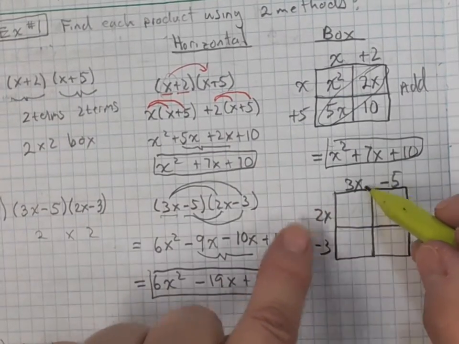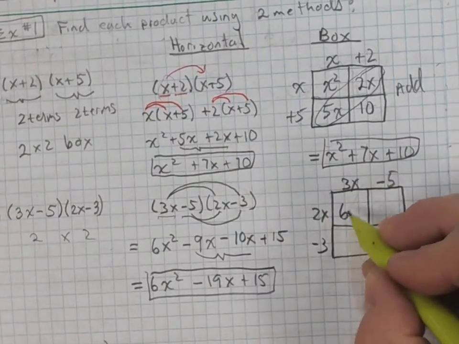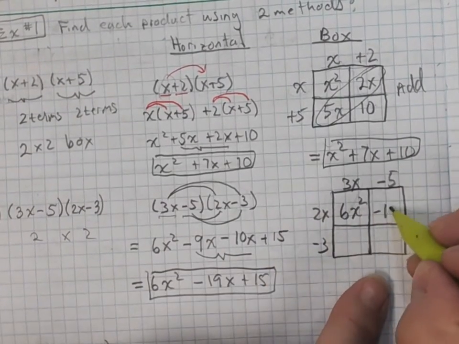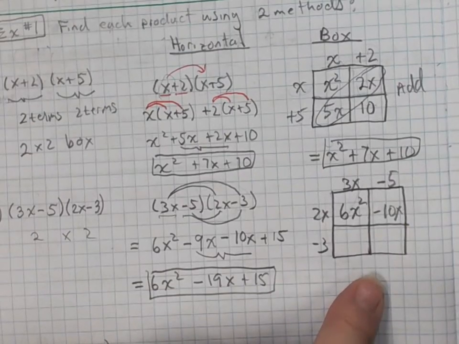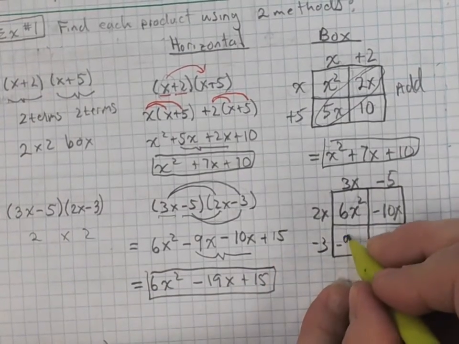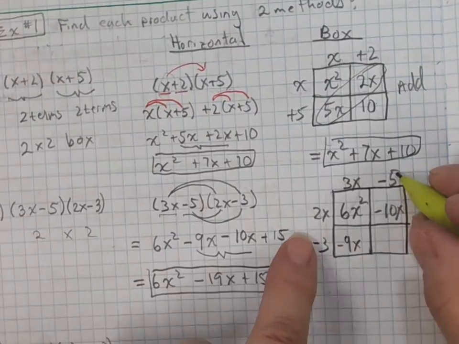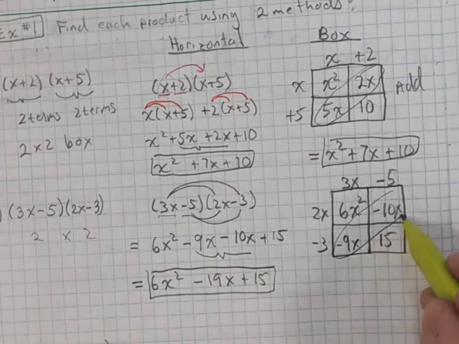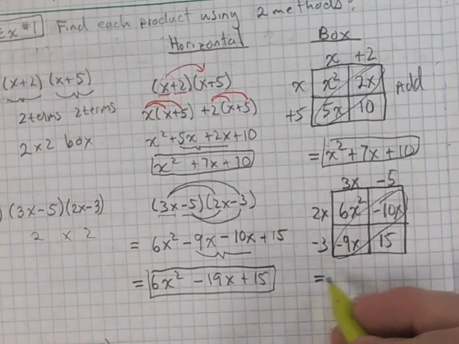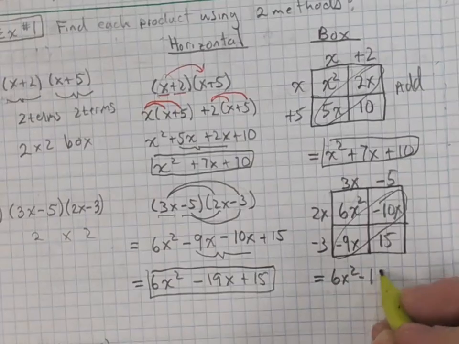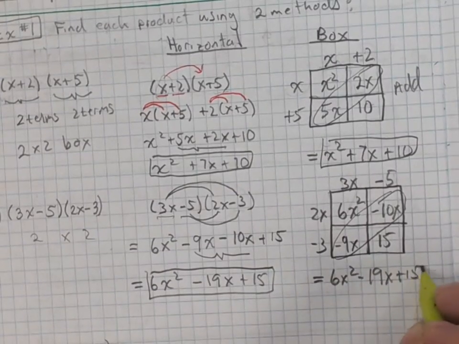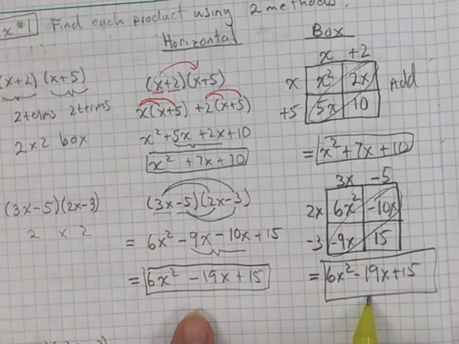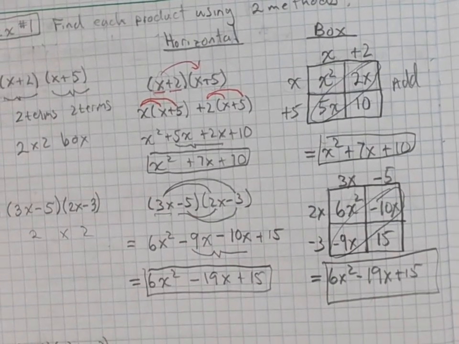All right, multiply together. So 2x times 3x, 6x squared. 2x times negative 5, negative 10x. Negative 3 times 3x. And then finally, negative 3 times negative 5. Locate your like terms, combine them, and write your final answer. And they are identical. Two methods, same results. All right, one more time.